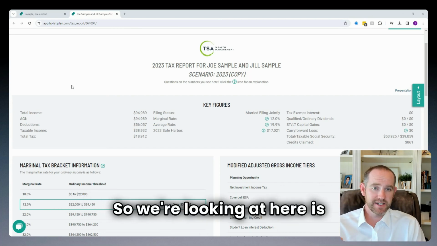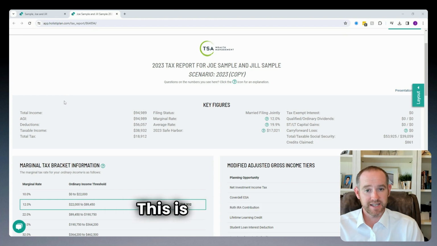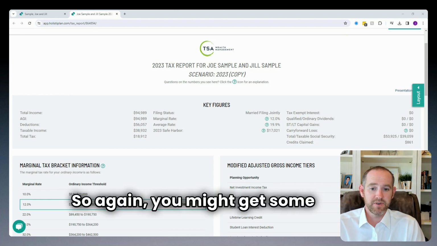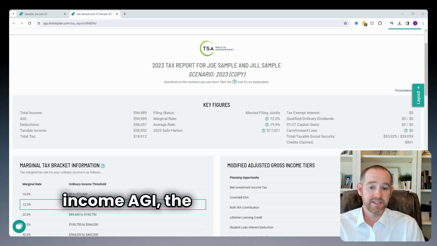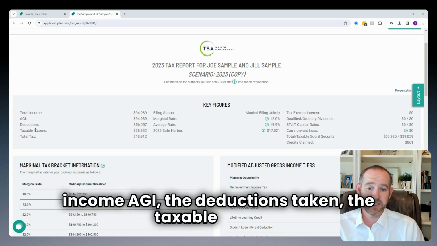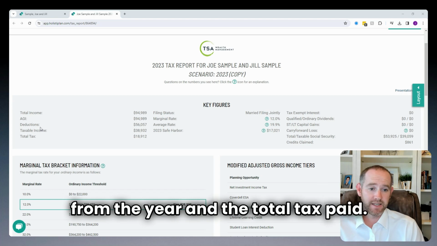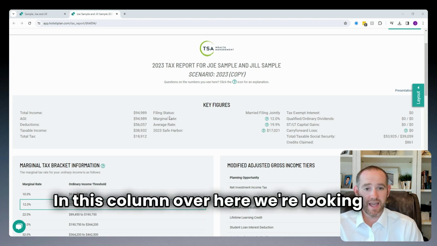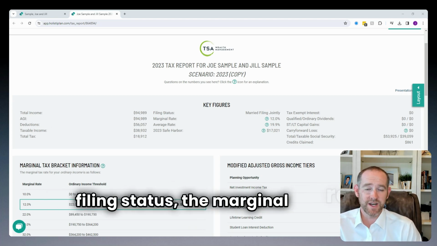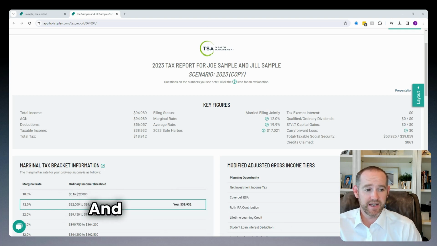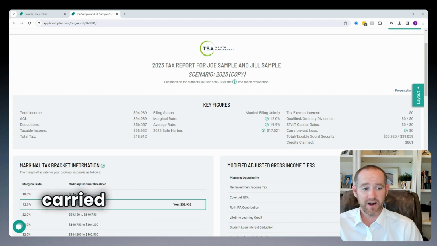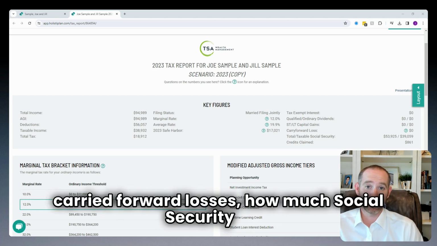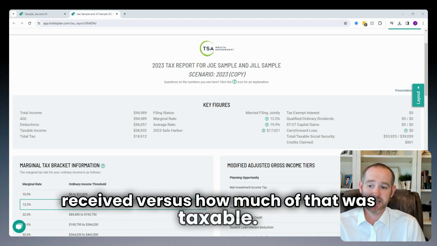What we're looking at here is a summary report we might see. This is sample data, so again, you might get some funky numbers, but what we're looking at here is total income, AGI, the deductions taken, the taxable income from the year, and the total tax paid. In this column over here, we're looking at the filing status, the marginal rate, the average rate. And if we go over here, it'll show us things like qualified versus ordinary dividends, the carried forward losses, how much Social Security was received versus how much of that was taxable.